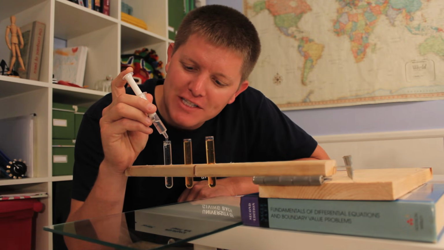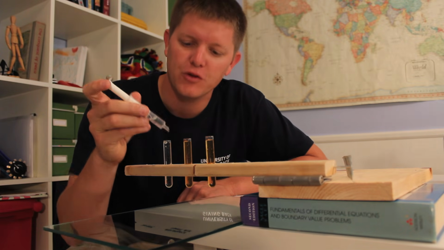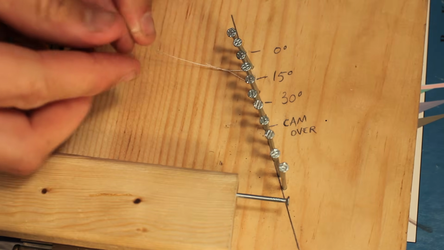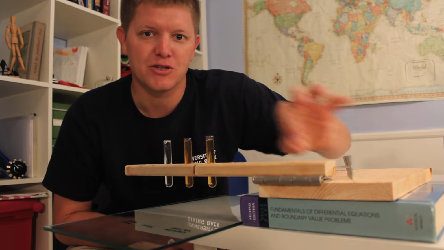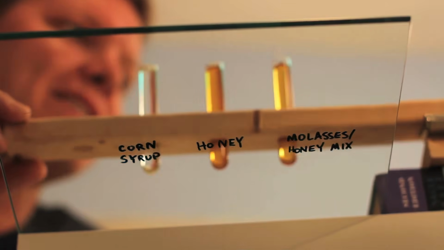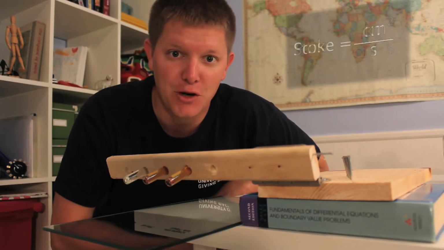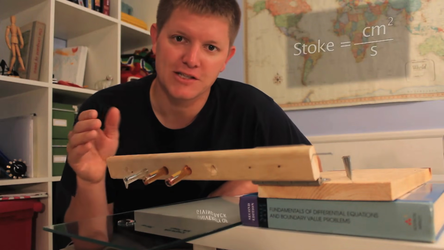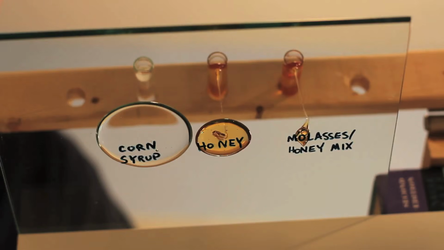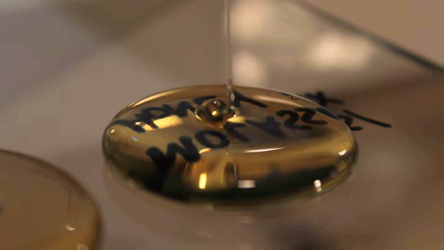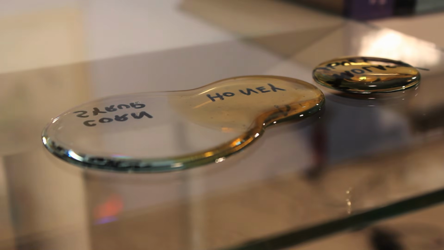Simply put, viscosity is the measure of the thickness of a fluid. Viscosity is the measure of a fluid's resistance to a shear or tensile stress. Dynamic viscosity is measured in poise, whereas kinematic viscosity is measured in Stokes. Kinematic viscosity is also referred to as the diffusivity of momentum, and that makes sense if you think about it, to diffuse momentum throughout a fluid. As you can see here, obviously the molasses honey mixture is the most viscous.